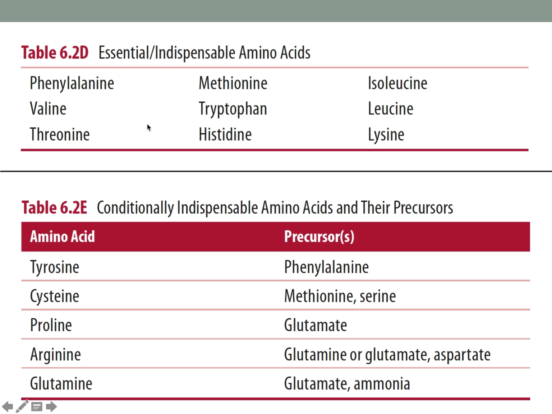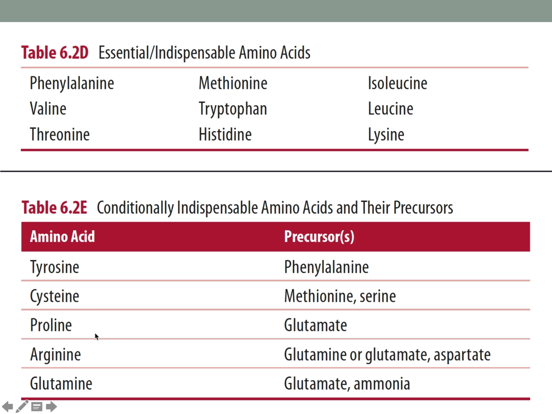So up here we have our essential amino acids. There are 9 of them. They are phenylalanine, valine, threonine, methionine, tryptophan, histidine, isoleucine, leucine, and lysine. These are the amino acids that we have to get from our foods because we cannot synthesize them in our bodies.